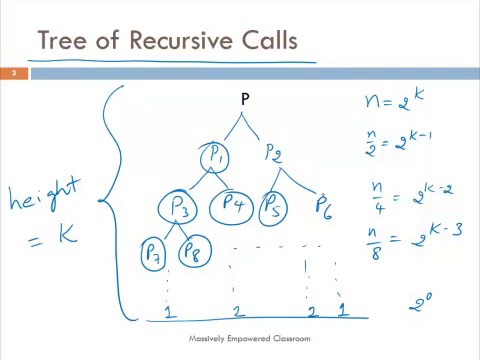Similarly, combine solutions for P5 and P6 to get the solution for P2, and finally combine the solutions for P1 and P2 to get the solution for the original problem P. So divide and conquer is typically implemented recursively, which results in a tree of recursive calls as we saw here.